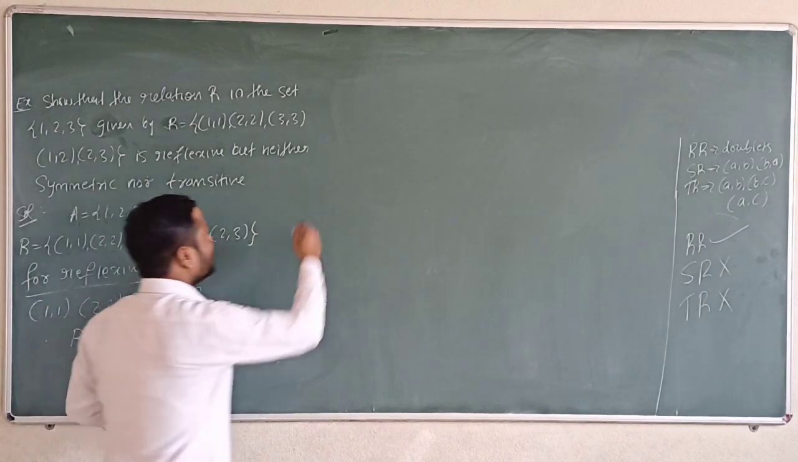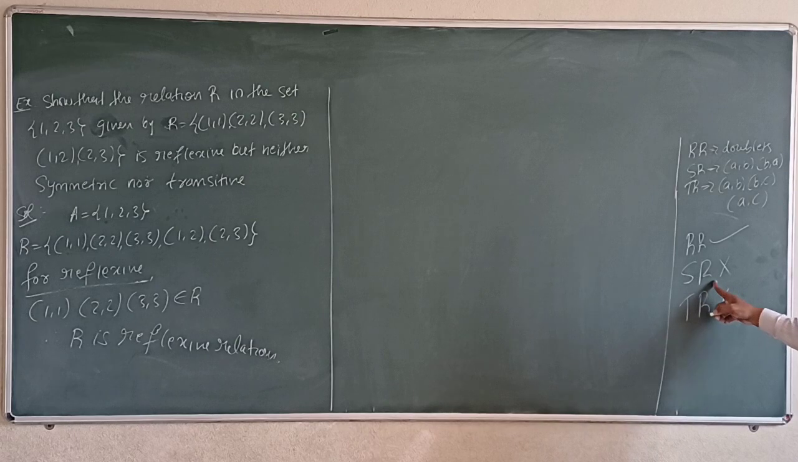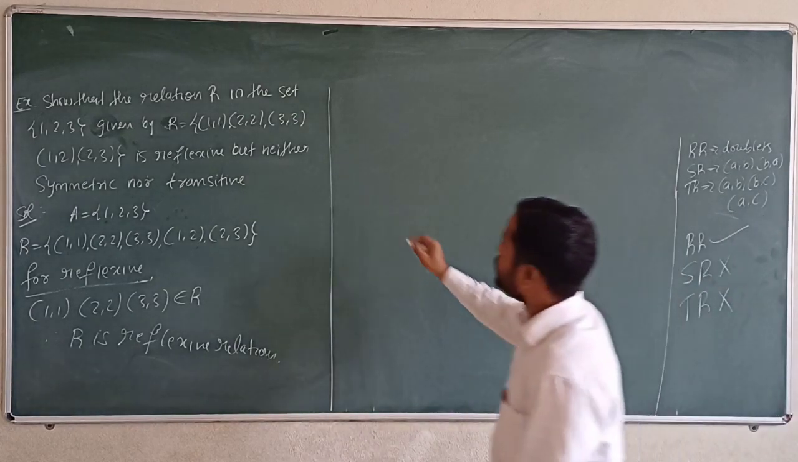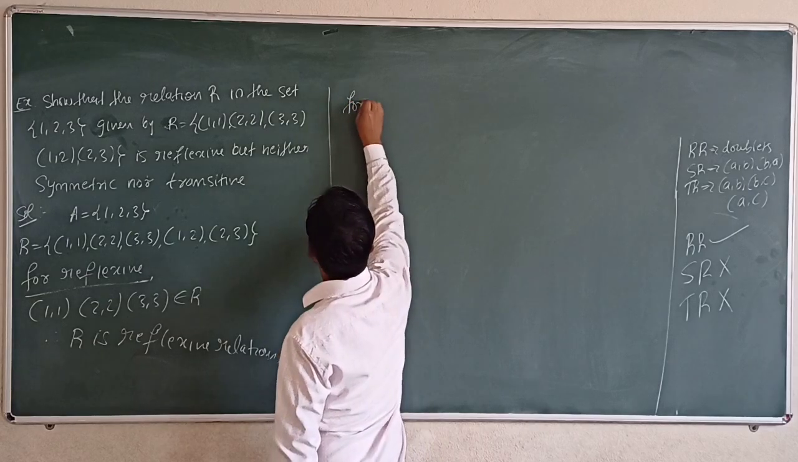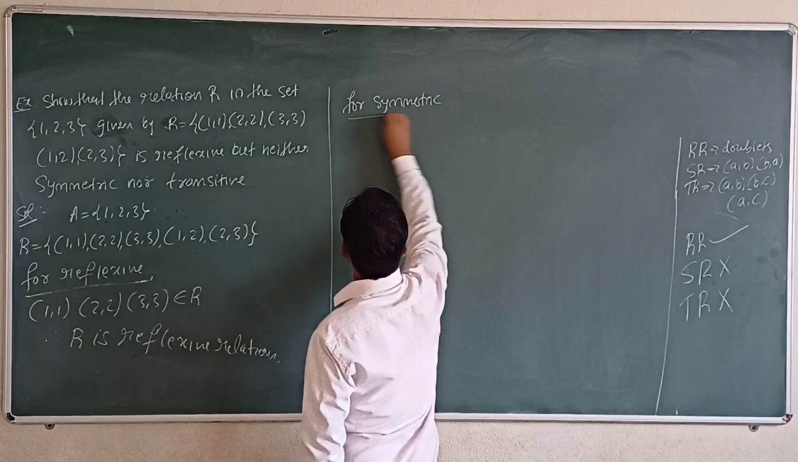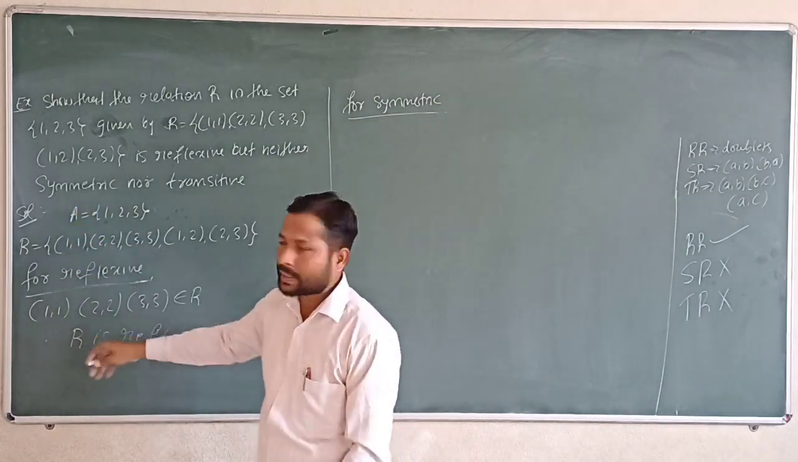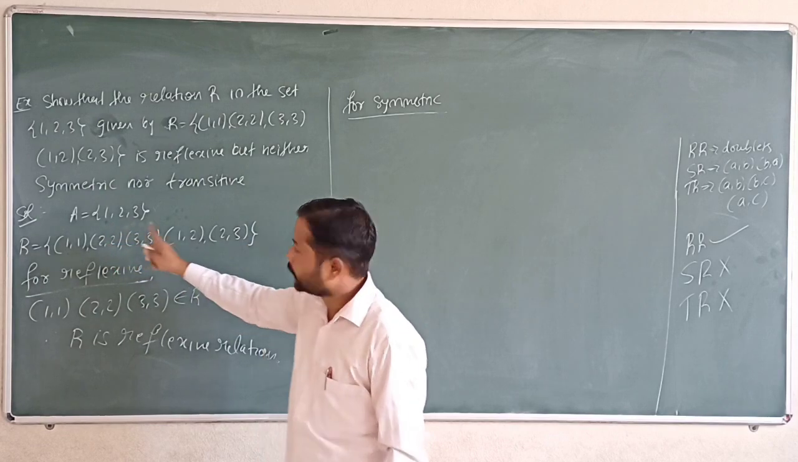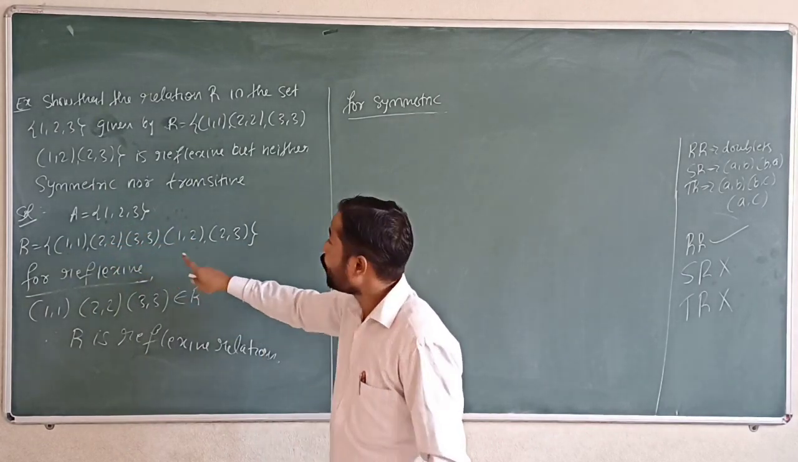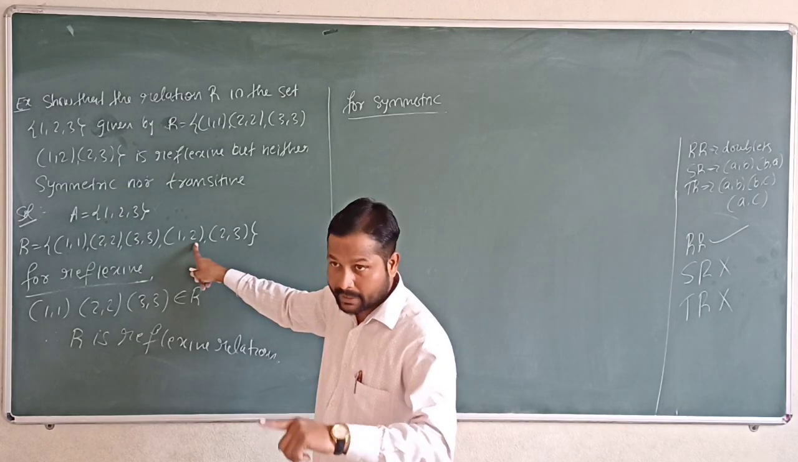Leave that matter. Let's take up symmetric now. If it is not a symmetric relation, then something is missing there. For symmetric relation now, okay: 1 1 reversed is 1 1, same; 2 2 reversed is 2 2, not there; 3 3 reversed is 3 3, not there; 1 2 reversed is 2 1, not there. So this is not symmetric.